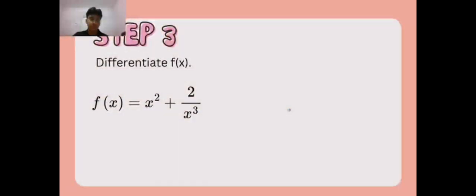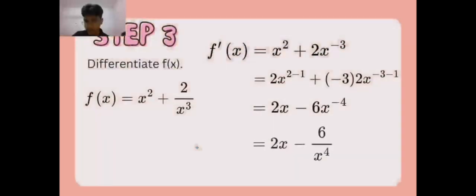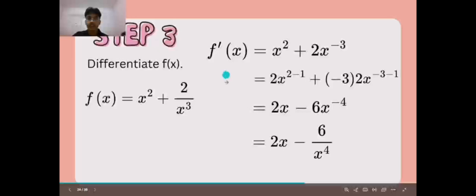Step 3, we will differentiate f(x). To differentiate f(x), first we must transform this into a simpler form so that we can differentiate more easily. So I transform it, and it becomes 2x to the power of negative 3. After differentiating, the final result we got is 2x minus 6 over x to the power of 4.